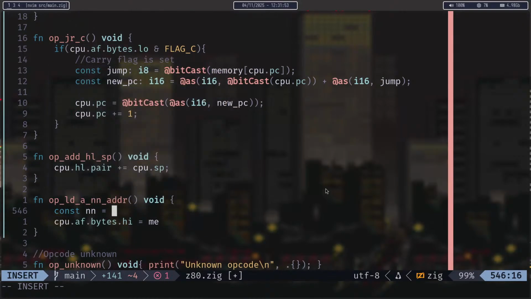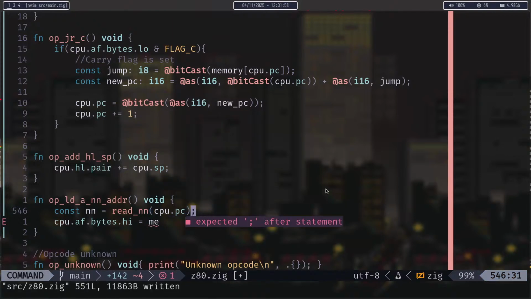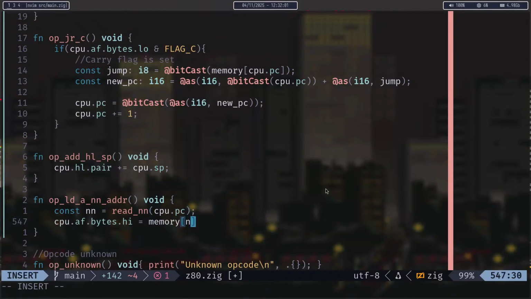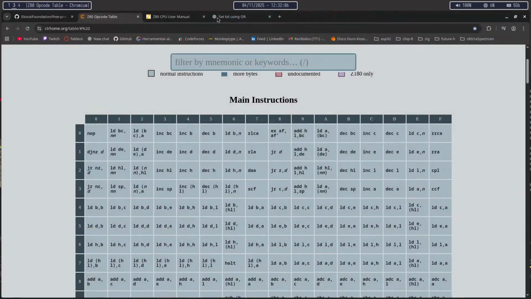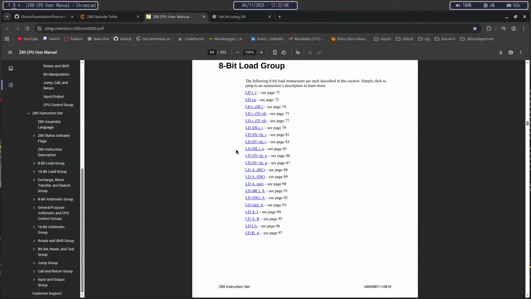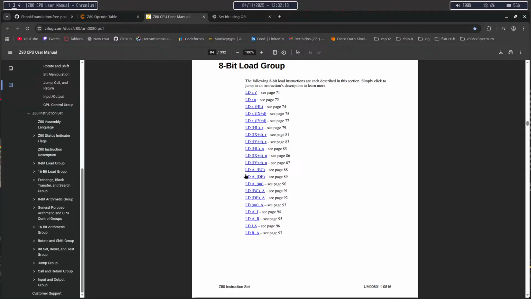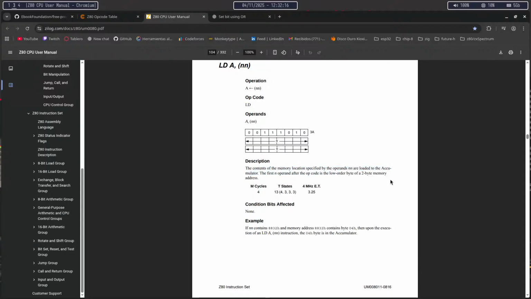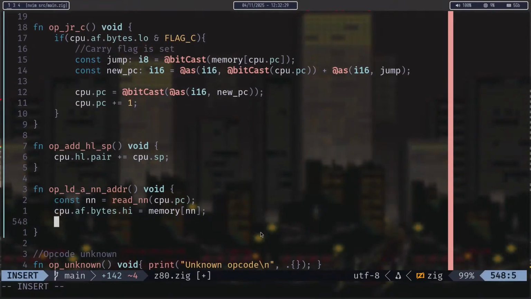Here we go. Have to get an N, which is to read an N with the CPU.pc. Alright, and then I have to do memory edit. But there's probably a better way of doing this. Is there? Let me actually look it up. So this is load AN. So if an N contains and the memory address contains byte 04. Okay. So that's pretty much it. Shouldn't be a problem in here.